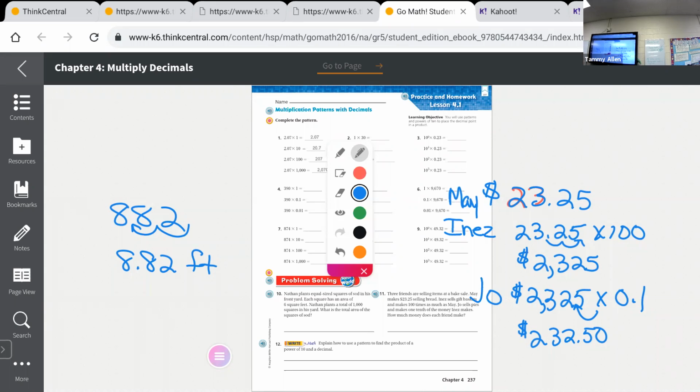Number 4, Madison's new account balance. She had started out with $187.56. She deposited money. What does it mean to deposit money? Put it in, so we're going to add it. Then she used her debit card to spend money. If she spends money, what are we going to have to do? Subtract. What's her new account balance? 218 dollars. Oh, dear, you have the wrong balance.